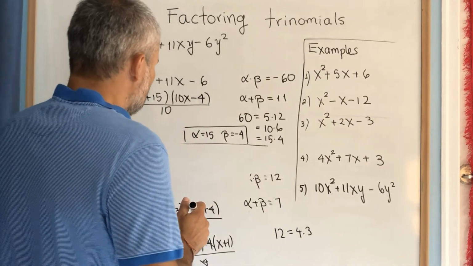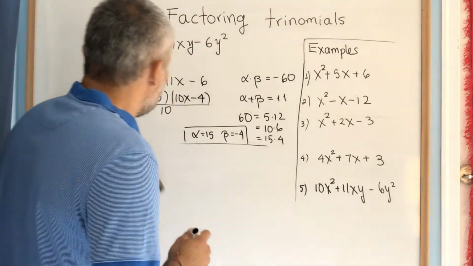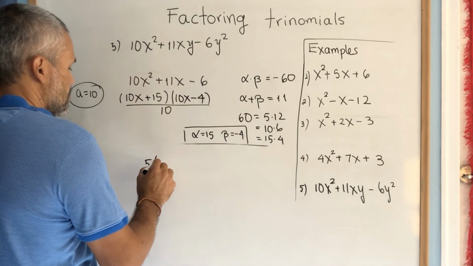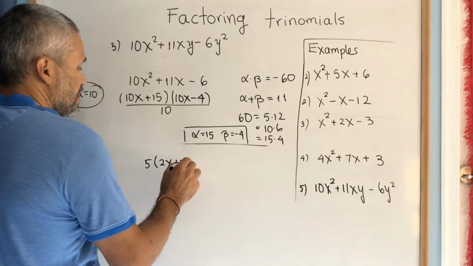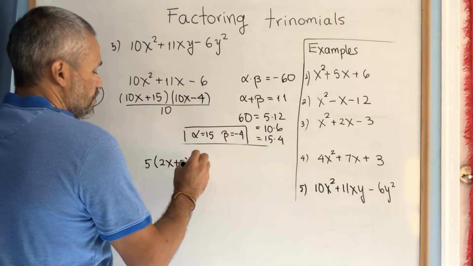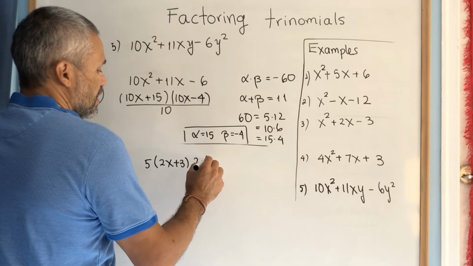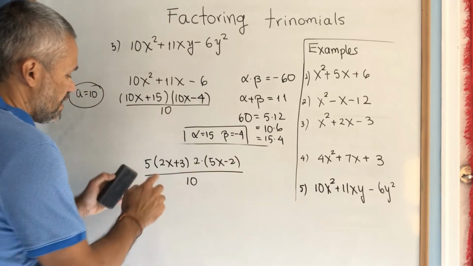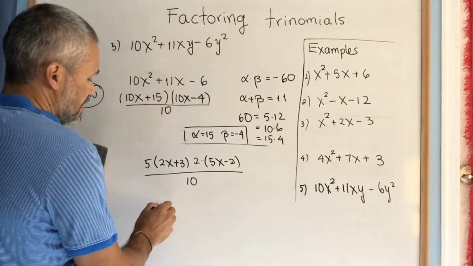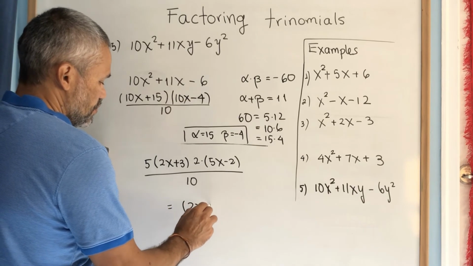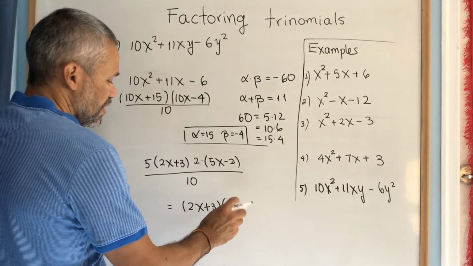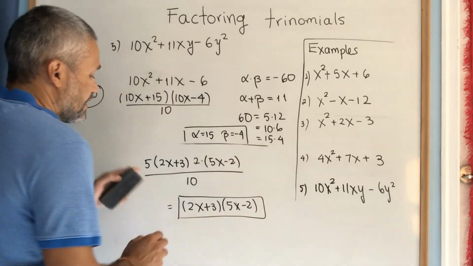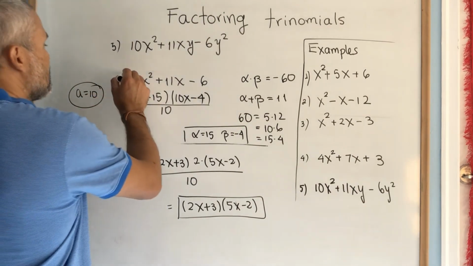Then we keep simplifying. For this term, I can factor a 5. It's 5 times 2x plus 3. And for this term, I can factor a 2, so 2 times 5x minus 2 over 10. And here we have 5 times 2 is 10, divided by 10. And then we end up with the expression 2x plus 3 times 5x minus 2. This is the factorization of this expression, right?